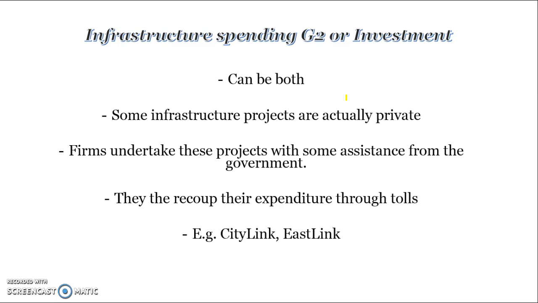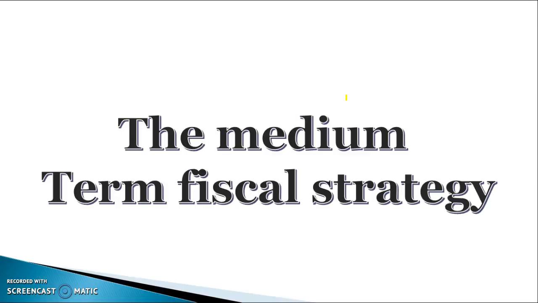Just lastly, when you're talking about infrastructure spending, it can actually be classified as G2 or investment spending. If it's spending on private projects, so for example, sometimes the government lends some money for individual companies to build their own infrastructure. And part of the reason they're willing to do that is because they can recoup a lot of those expenditures in the long term through tolls. So often projects are partly government funded and partly privately funded, and the private sector is willing to do that because they get their money back through tolls.